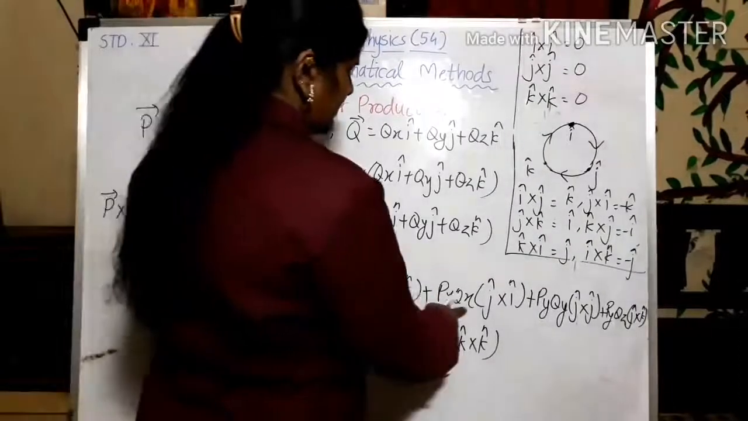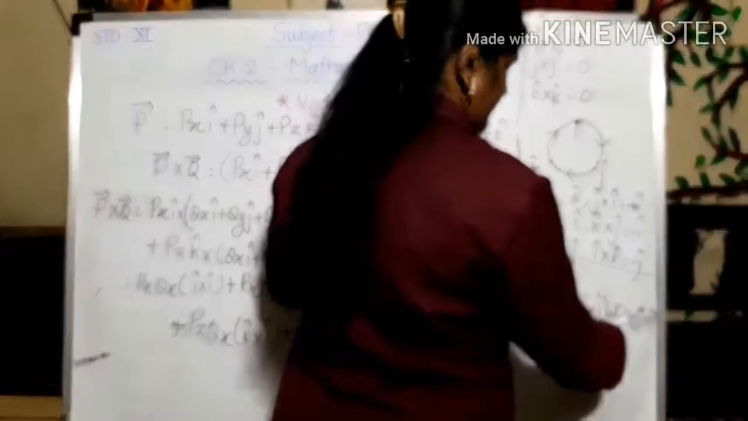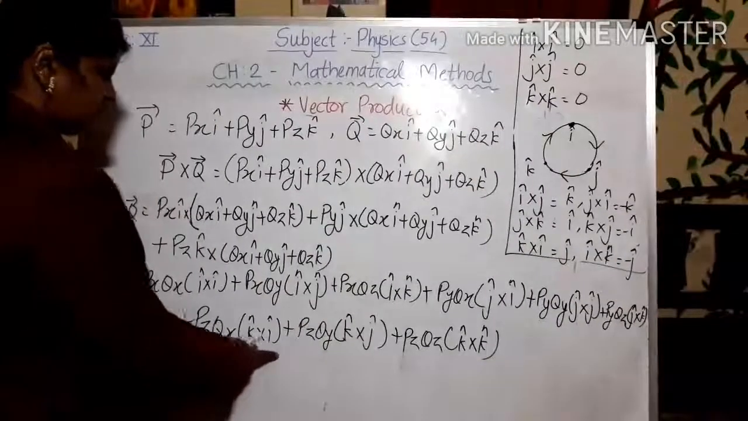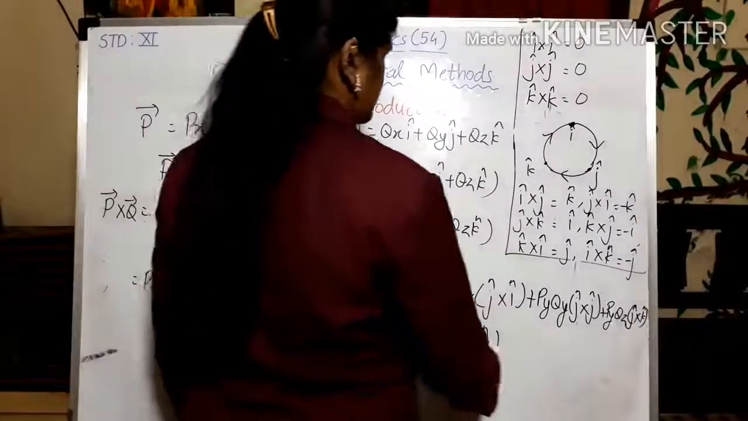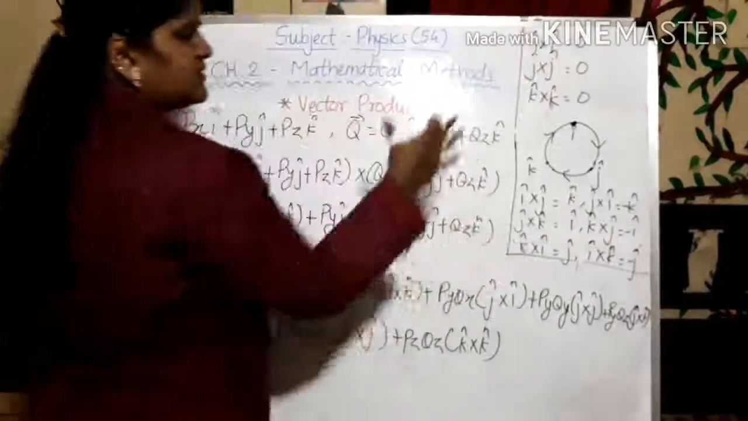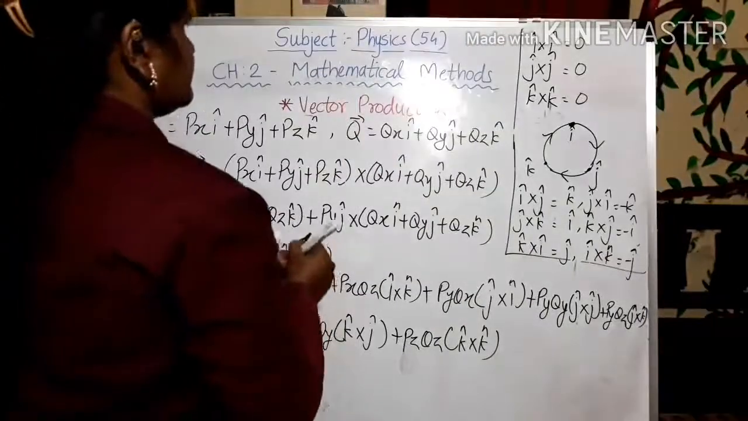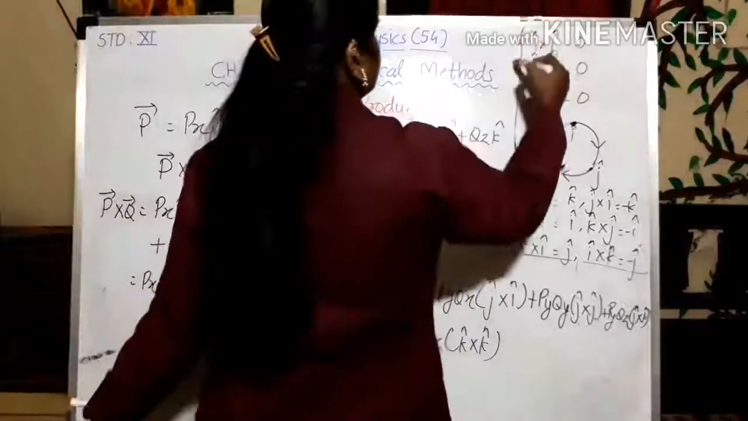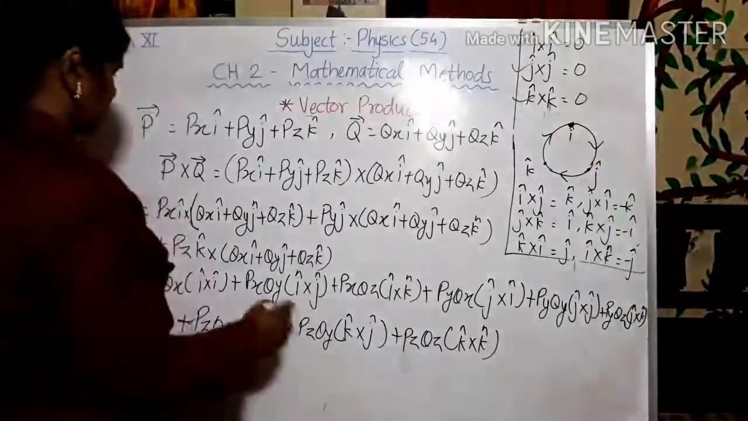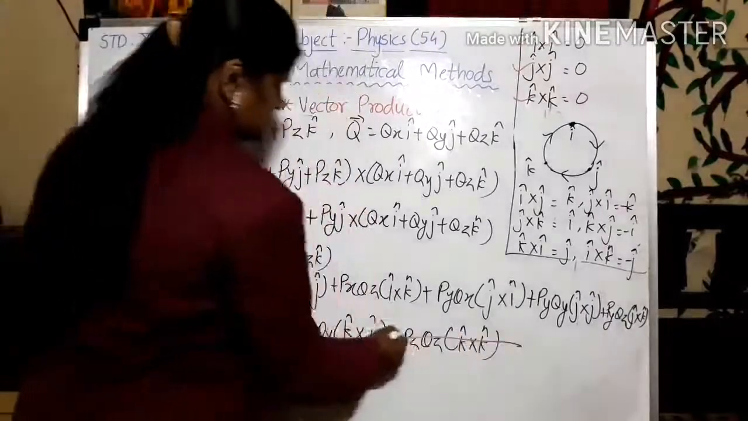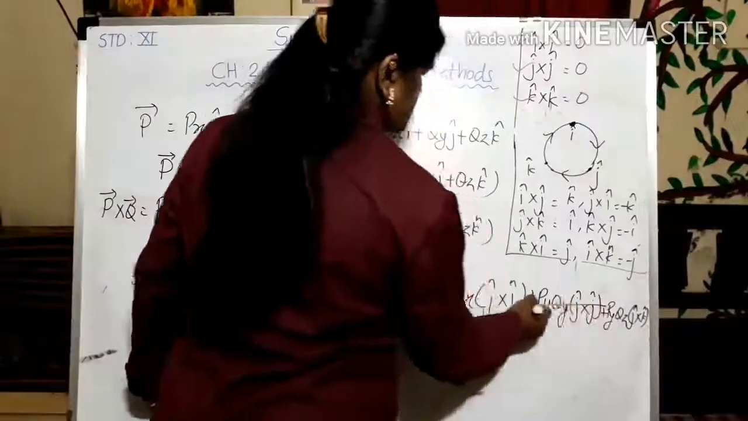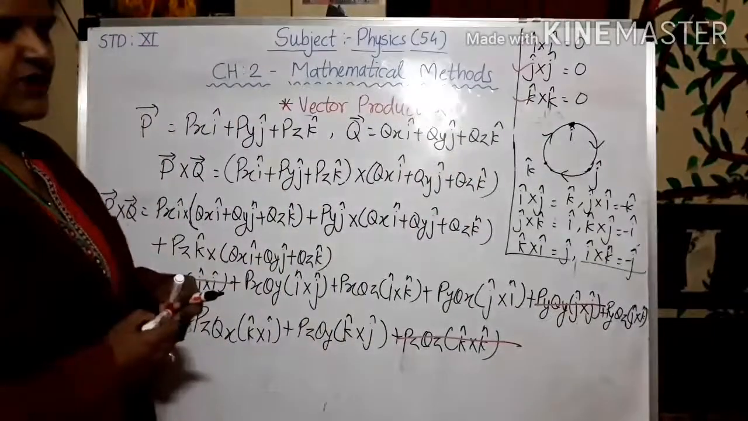Correct. Py qx j cross I, Py qy j cross j, Py qz j cross k, Pz qx k cross I, Pz qy k cross j, Pz qz k cross k. Now we are going to use all of this inside this. How? Just see. I, j and k self cross product. So this will get cancelled, this will get cancelled, and this will get cancelled. Self cross product becomes 0.